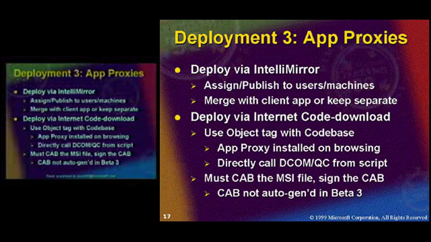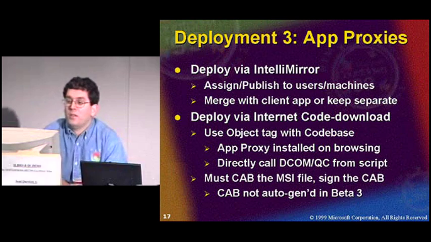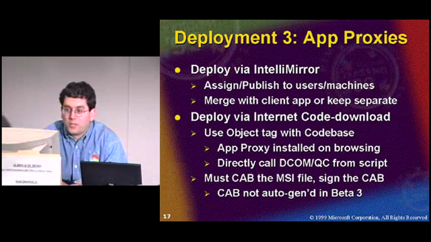As I said, application proxies can be deployed via IntelliMirror, can be assigned, can be published. So this gives a unique mechanism to update server locations, for example, using the directory. A little caveat is users have to log off before they get the changes, but it's probably better than having them browse to certain pages and they're out of date and they get weird error messages.